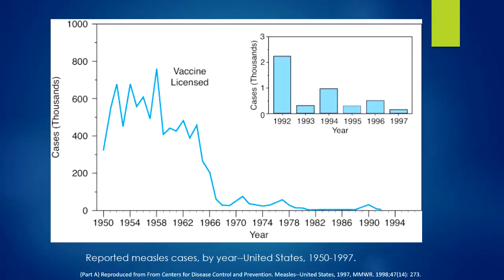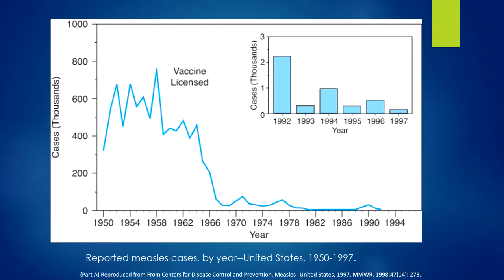So these next few slides just show the success that we've had with vaccination in the US. Here is the number of cases in thousands of measles by year. This only goes from 1950 to 1977, but you see this dramatic decline in the mid-to-late 60s after the vaccine for measles was licensed. It continues through the 80s, and then starting in the 90s, we start to see this increase.